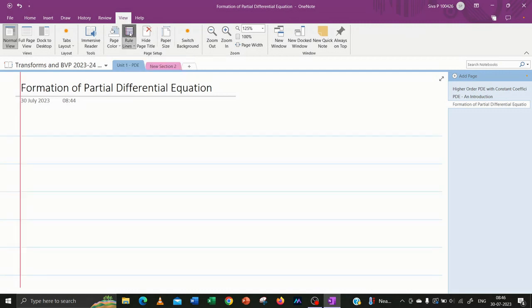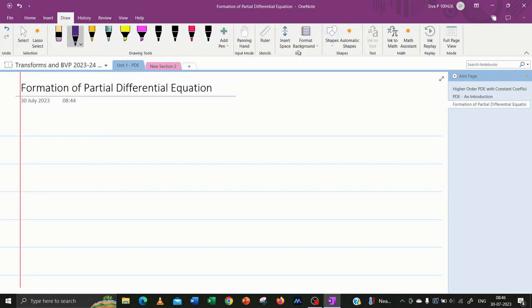Students, insert a ruler here. Okay, it's looking good. Fine.